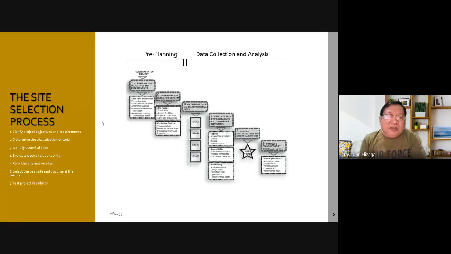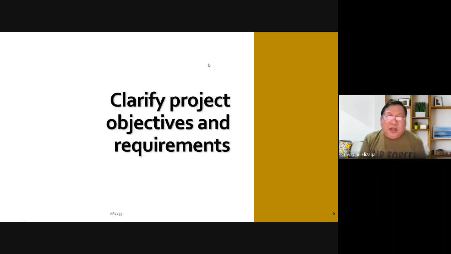Now, the site selection process has 6 steps. First is to clarify project objectives and requirements, then to determine the site selection criteria, then identify potential sites, evaluate each site suitability, rank the alternative sites, select the best site and document the results, and finally test the project feasibility. Now, the first 2 steps belong to the pre-planning stage, and the rest of the steps belong to the data collection and analysis stage. We are going to go through each of the steps.